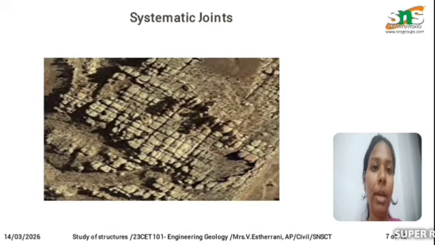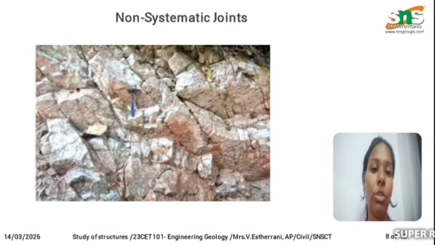Next one is the systematic joints. These are like arranged fractures. These are systematic in nature, that means they are arranged. The fractures are arranged layer by layer. It is called systematic joints. These joints are very common in nature. Next one is the non-systematic joints.